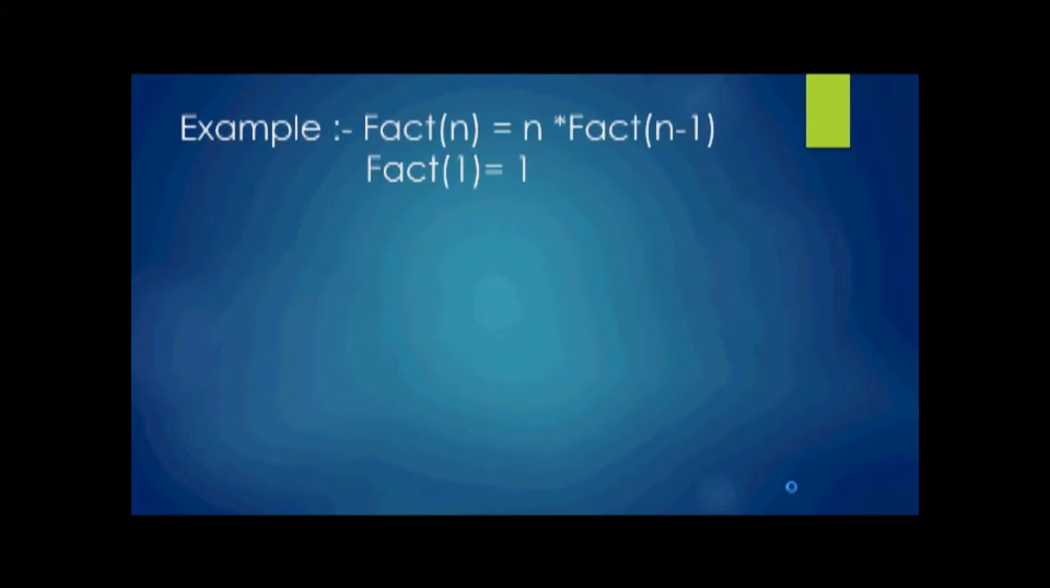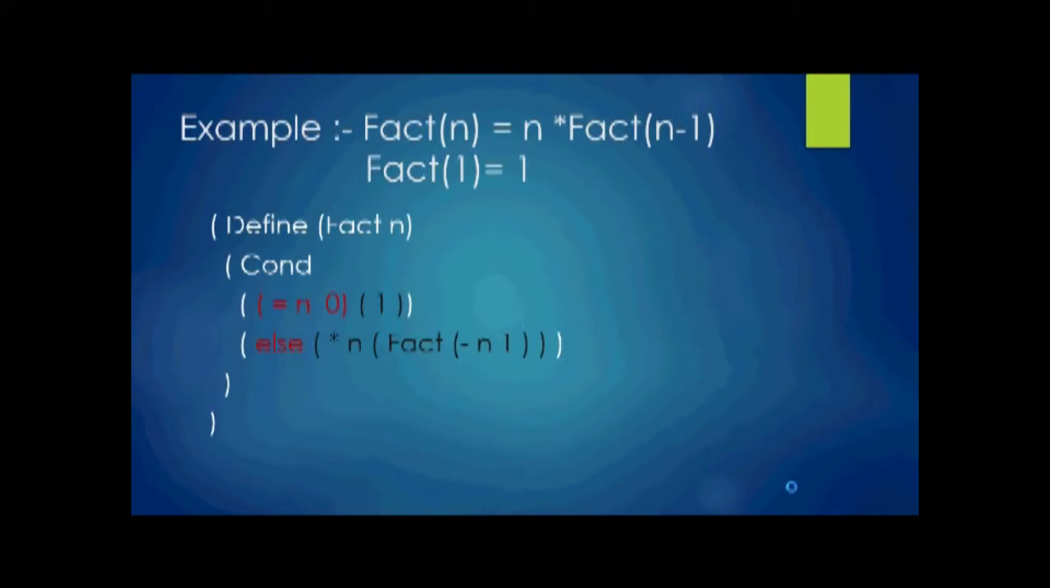Let us do the fact example: fact n equals n * fact (n - 1), and we are converting to Scheme. Defining the function fact. Condition: if n is equal to 0 return 1. Or else n * fact (n - 1). In this we are calling the function again.